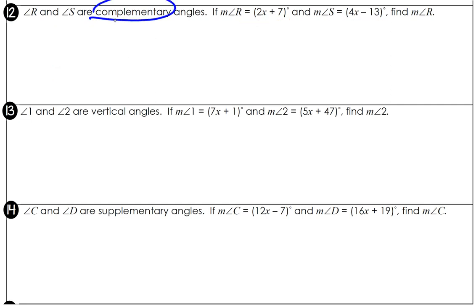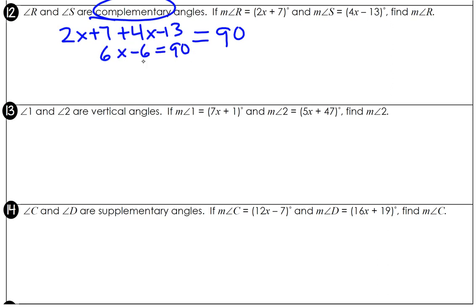But as soon as you see complementary, the first thing I want you to do is write an equals 90 on your paper. And then you just take the two algebra sentences and you add them together. Combining like terms, using inverse operations, so plus 6, plus 6. I don't have a lot of space, so I'm going to skip writing it. Divide by 6, divide by 6.